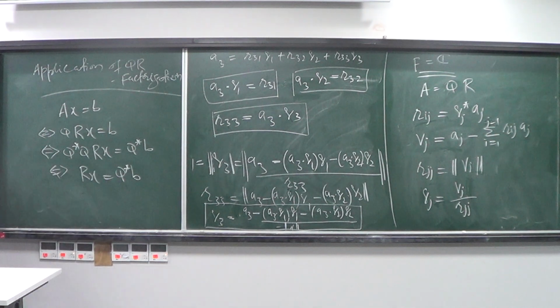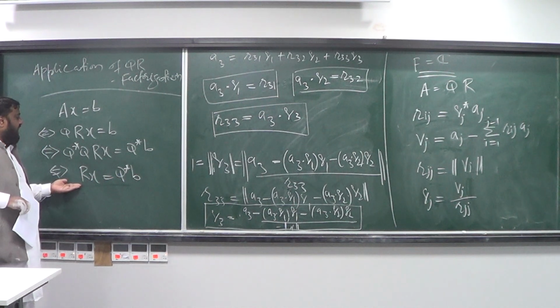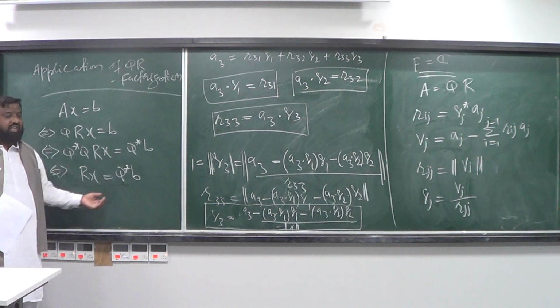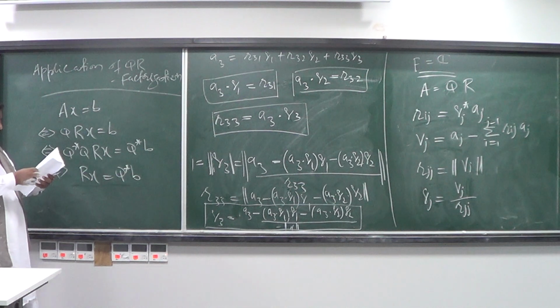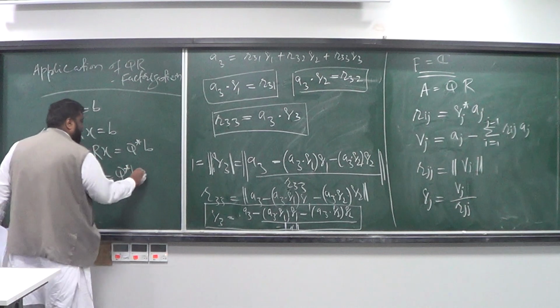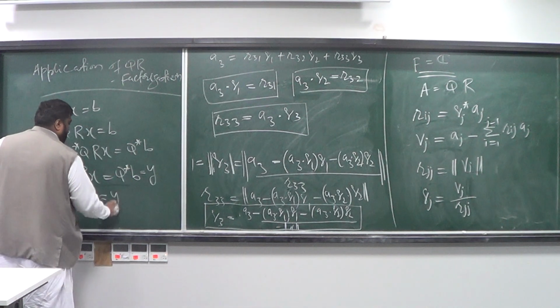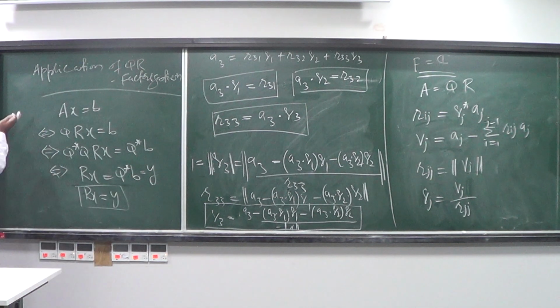Now why is this really easy to compute? This is really a triangular system actually. So if I call this product y, then Rx equal to y is really a triangular system, in which you can do backward substitution.